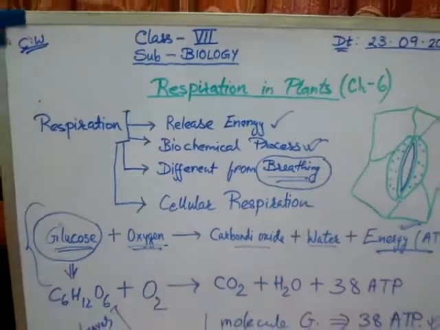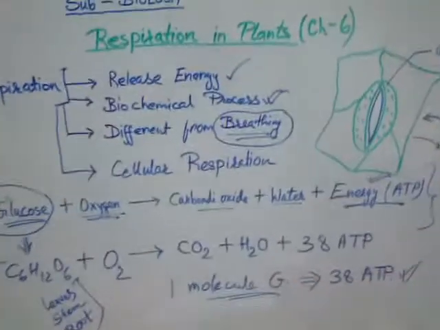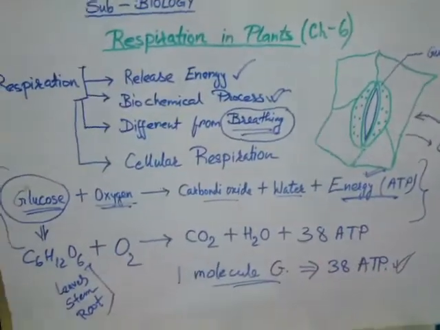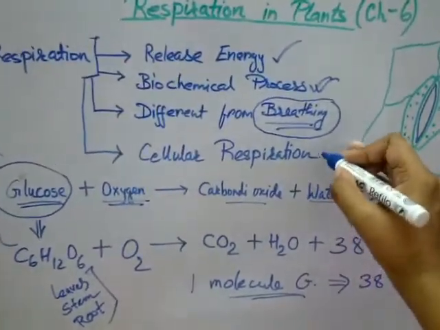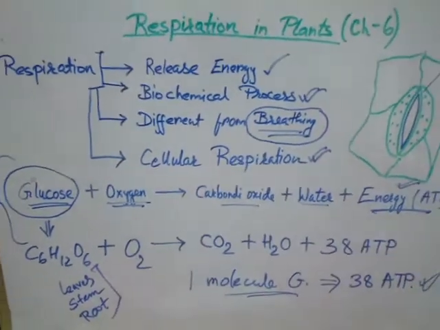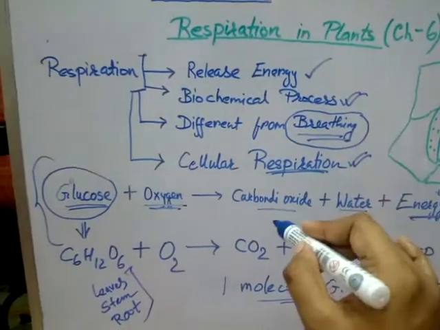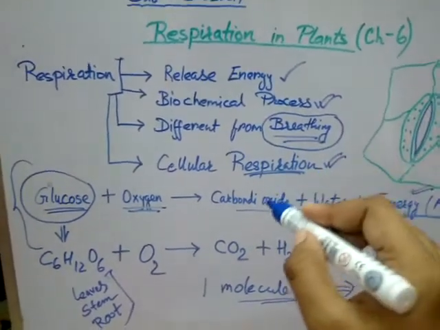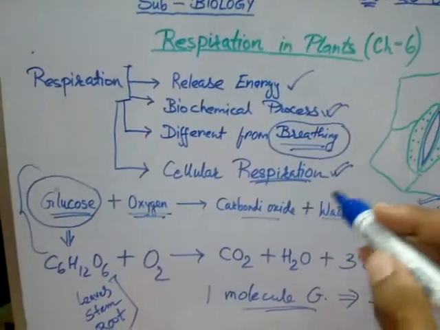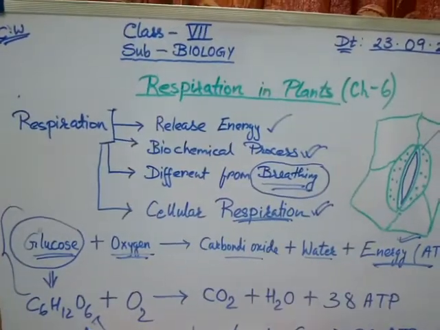For this reason, the process of respiration is also known as cellular respiration. Why? Because this process mainly occurs in the cell, in the cell cytoplasm and in mitochondria. That is why it is also known as cellular respiration.